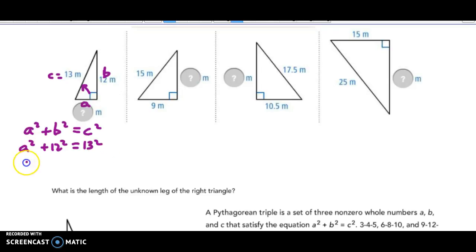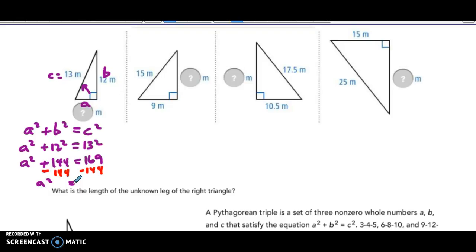So now I can simplify. A squared has to stay because it's unknown still, but 12 squared is 12 times 12, which is 144, and 13 squared is 13 times 13, which is 169. Now I need to solve for A, so I need to get A by itself. So to do that, I'm going to subtract 144 from both sides, and that leaves me with A squared.